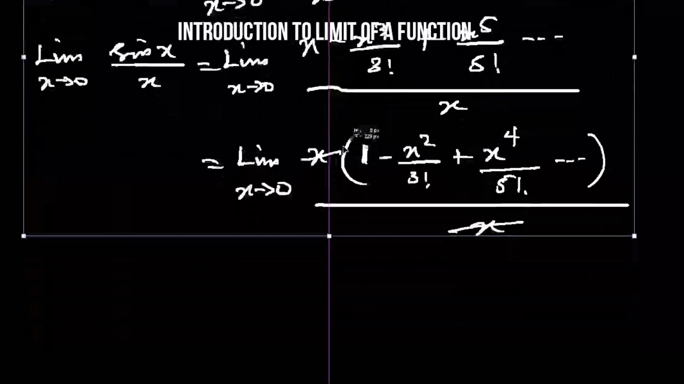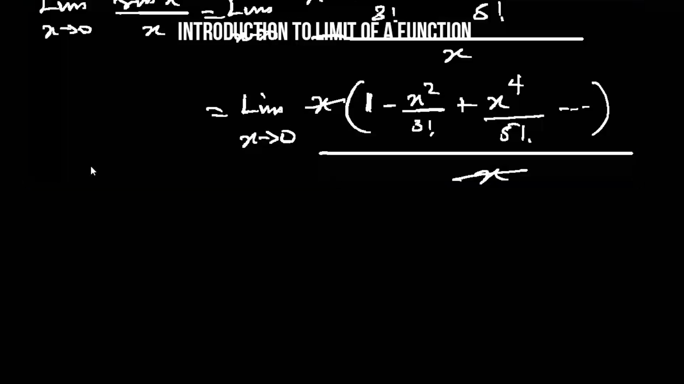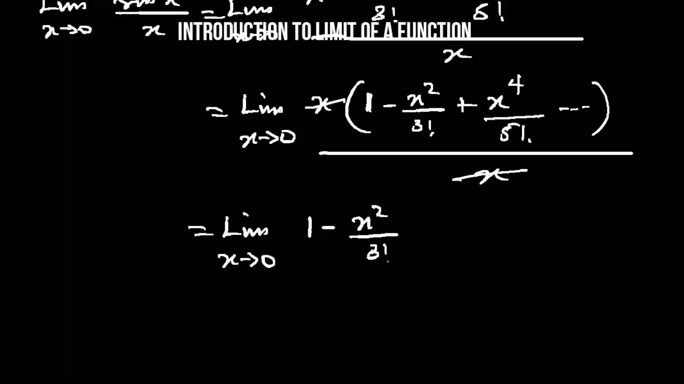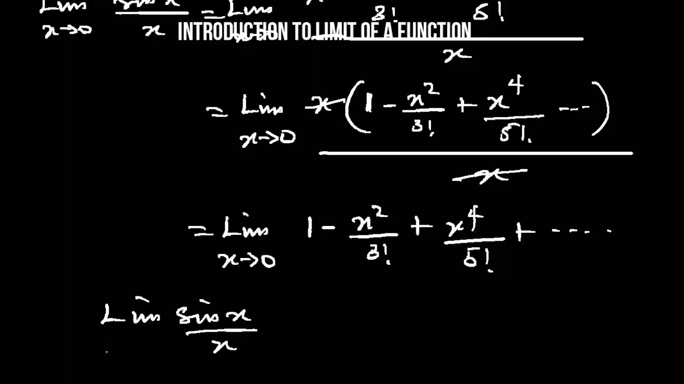So if x cancelled x, you have that this is the limit as x tends to 0 of 1 minus x squared all over 3 factorial plus x to the power of 4 over 5 factorial plus ... Are you seeing it now? So if I put 0 here, I will therefore have that the limit of sine of x over x as x tends to 0 is equal to 1, because all these are going to become what? 0. And that's how you can prove that the limit of sine x over x as x tends to 0 is equal to 1. I hope you understand this.